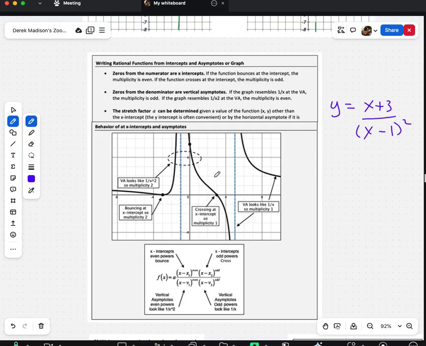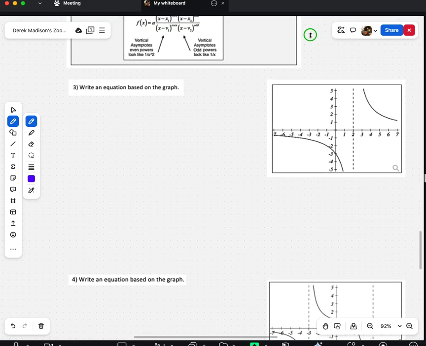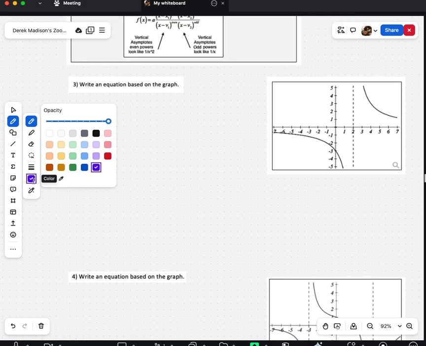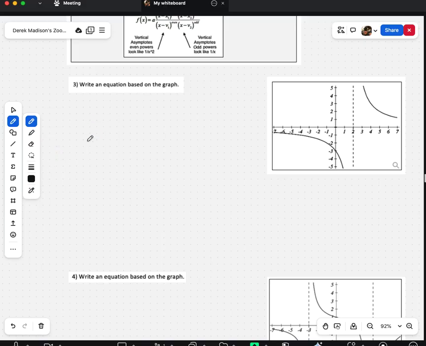So that's kind of the bits and pieces, and now let's put that together and write equations based on some graphs. So we're given this graph, and we are asked to find the equation of this graph. So with this one, I can see I have a vertical asymptote right there at 2.